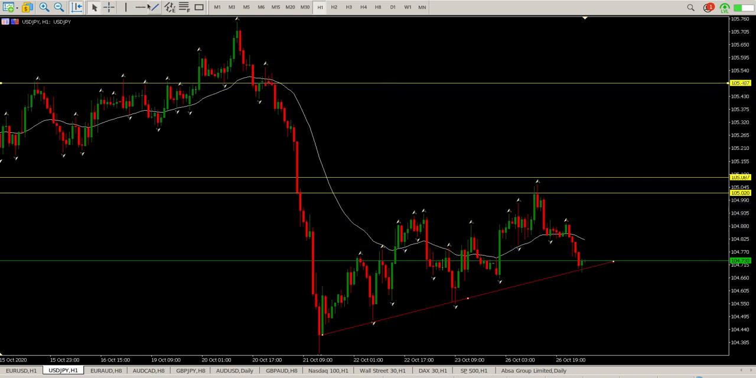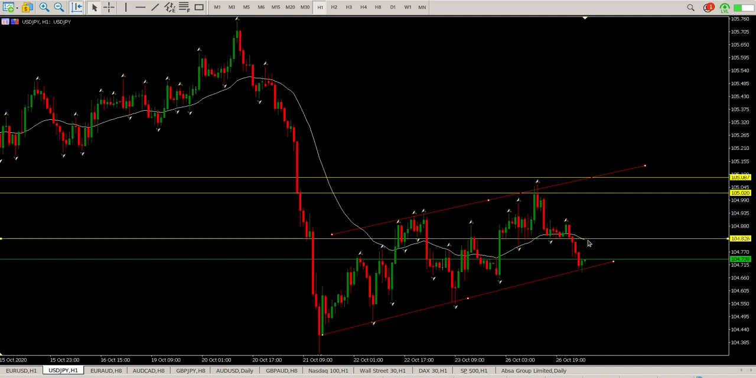That's not going to help us. Okay, so that is our flag or our channel. And remember, the longer it goes on, the less likely it is to break. So at the moment, it looks like we may find some support here and bounce back up. But then what I would do is be watching this area here. Okay, so 104.826. Pay attention to that area, because if that area is rejected, I would then expect us to push below this trend line here. Okay, so that's kind of the play that we've got there.